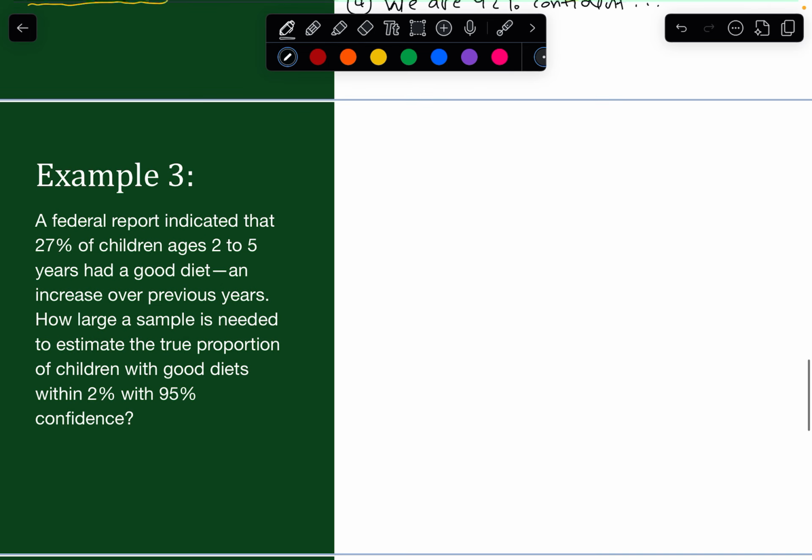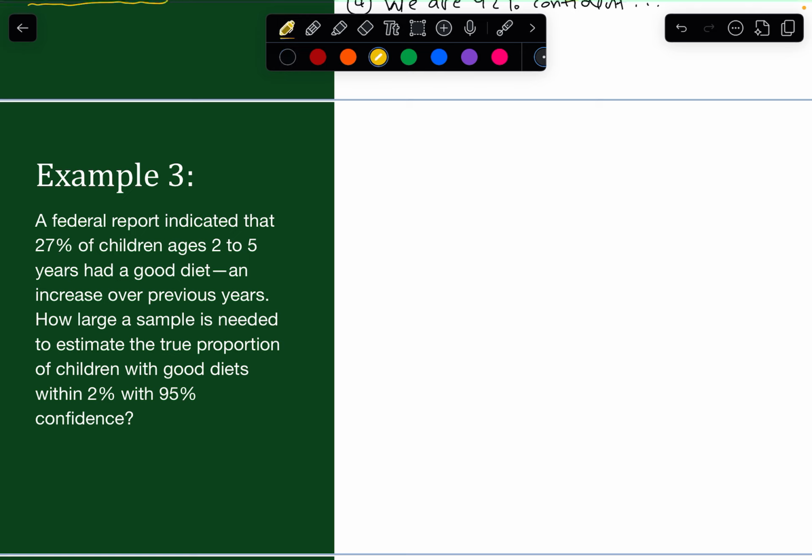So this example says, a federal report indicated that 27% of children ages 2 to 5 years had a good diet, an increase over previous years. How large a sample is needed to estimate the true proportion of children with good diets within 2% with 95% confidence?